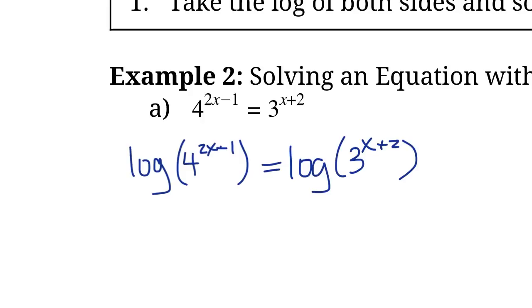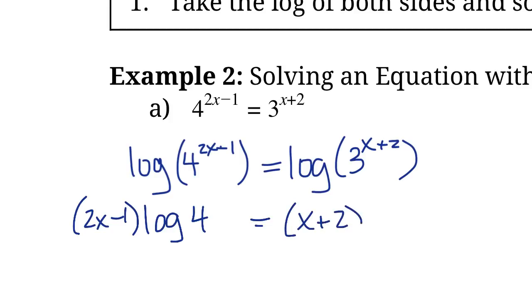How are we going to do that? Well, remember, one of the really useful rules is that we can move the exponent down in front of the log, right? And we can do that on both sides. So on the left side, in front of the log, we're going to end up with a 2x minus 1 log, and then the only thing left inside the log is 4. And on the right-hand side, we're going to do the same thing. We're going to move down that x plus 2 log of 3.